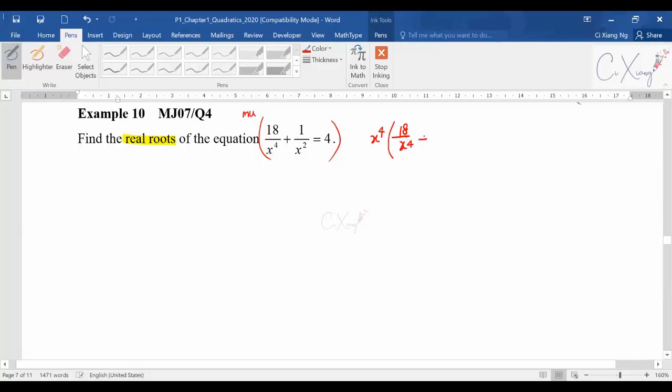That means the left-hand side, you multiply it with x power 4. The right-hand side, you also multiply it with x power 4, so that the equation is still balanced. Okay or not? So you can start now. I will try to eliminate the x power 4 and x power 2 in the denominator. So I will multiply x power 4 on both sides.